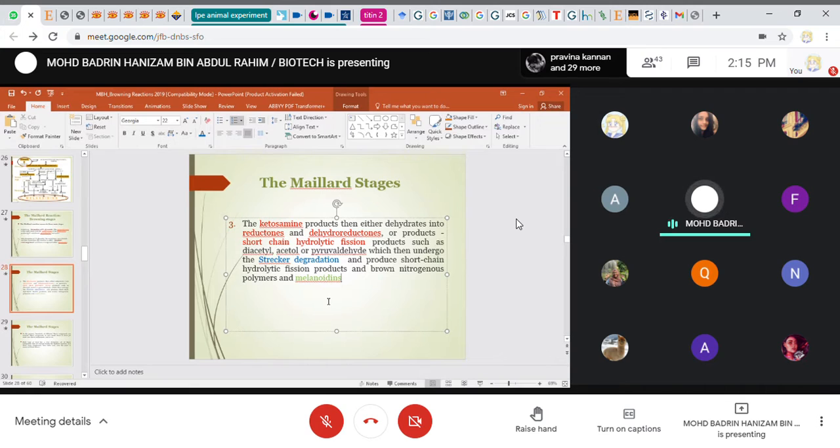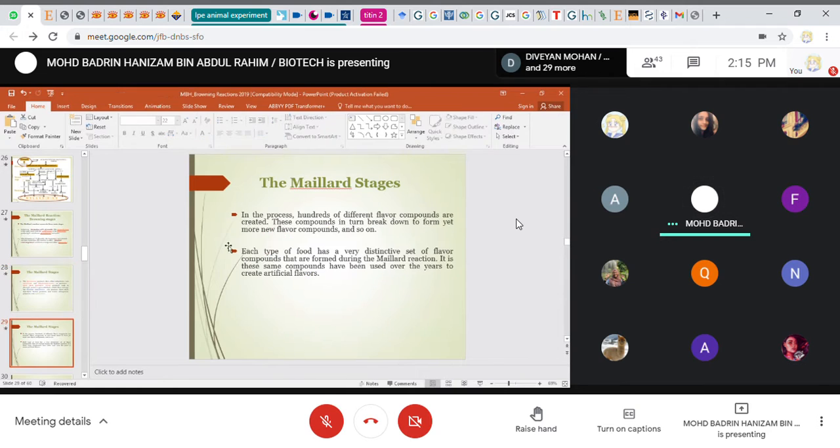If you do barbecue, you can have a different type of characteristic of the smell and the taste. If you fry your, what we call it, French fries, you can have a different type of smell as well. Right. All right. Then in the process, hundreds of different flavor compounds are created. So these compounds in turn break down to form yet more new flavor compounds and so on.